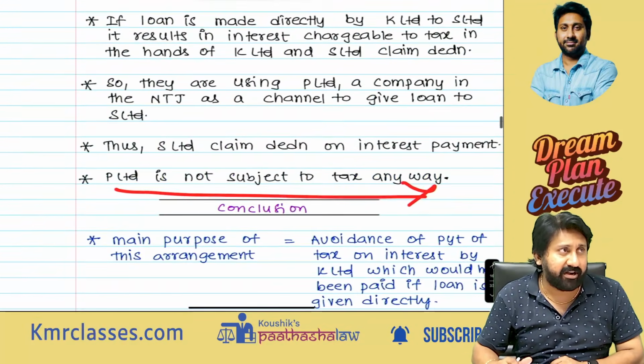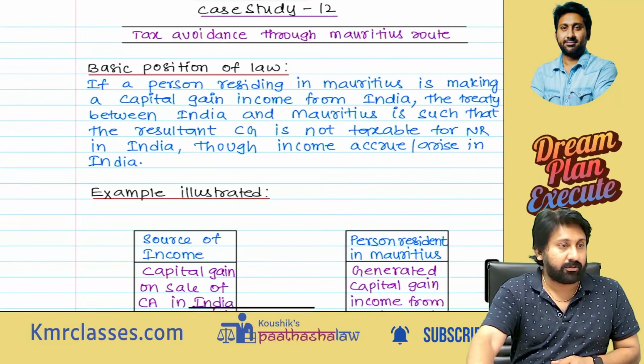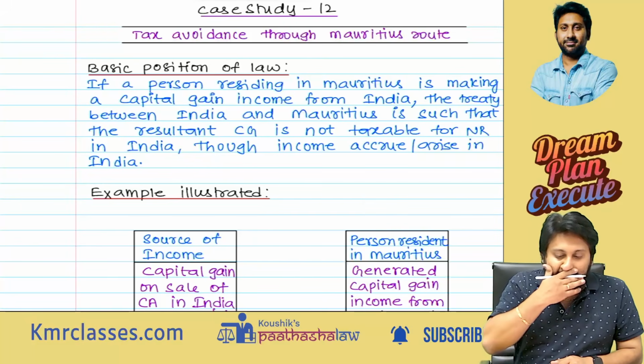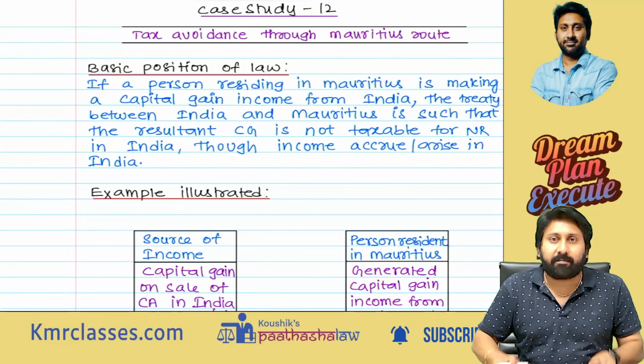You can pause the video and read the answer. The document is anyway there. Okay, next one. So let's continue now. This is tax avoidance through the Mauritius route. What is this? Basic proposition, let us see.